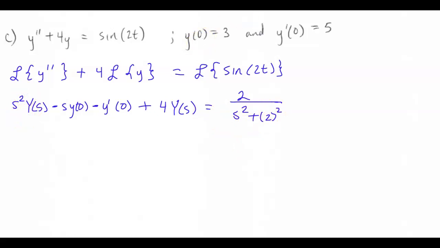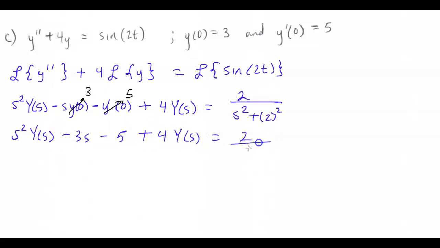So we look here and we see that we have our initial conditions. So y of 0 is just going to be 3, and y prime of 0 is just going to be 5. So take that and we say this is s squared big Y of s minus 3s minus 5 plus 4 big Y of s is just equal to 2 divided by s squared plus 4.